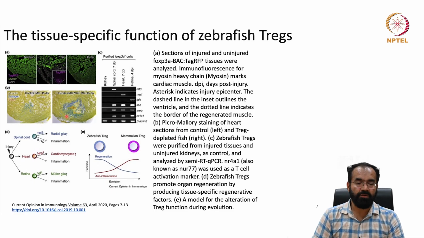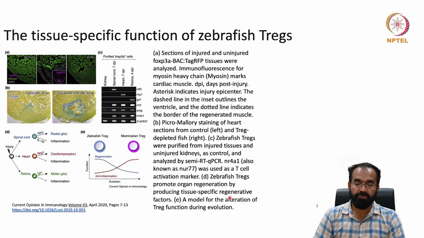And in panel B, what you are seeing is the picrosirius staining of the heart sections from control on the left and the Treg depleted on the right, that is the FOXP3 mutant. And in C, zebrafish Tregs are purified from the injured and the uninjured kidneys as control and analyzed by qPCR, and various genes have been looked at, to see whether the Tregs are migrating to that injured tissue or not. That is why isolated tissue has been used for doing the qPCR.